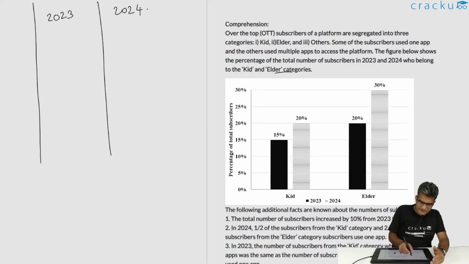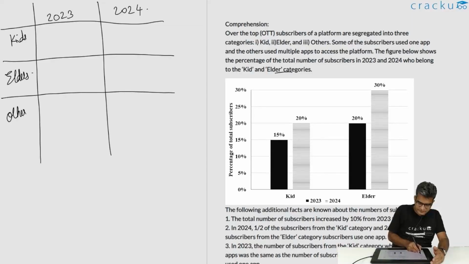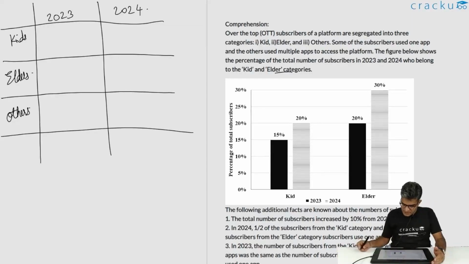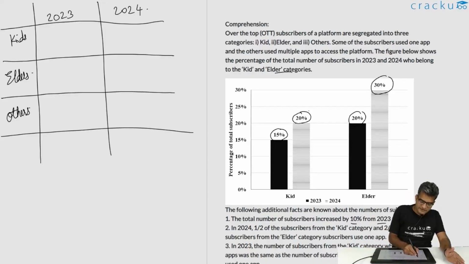Now in 2023 we'll have some kids. We'll have elders and the others will be the rest. Now, kids in 2023 is 15%, kids in 2024 is 20%, elders in 2023 is 20%, elders in 2024 is 30%. The total number of subscribers increased by 10% from 2023 to 2024. So, if you assume that the total number of subscribers in 2023 is say 100x, because they increased by 10% in 2024, in 2024 it will be 110x.